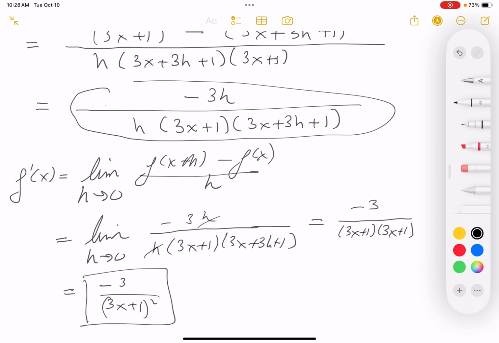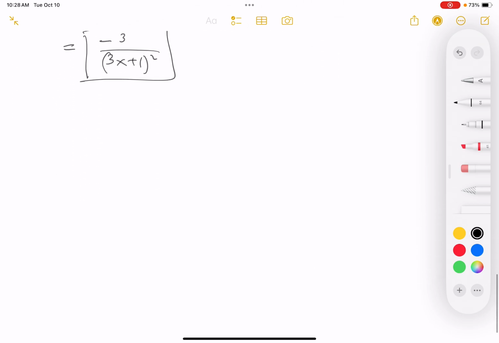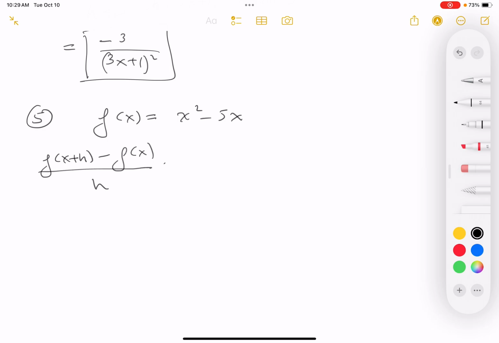And we're going to go to number 5 now. All right, number 5. And again, we're going to do this in pieces. It's not going to be a marathon. Let's see, x squared minus 5x. And let's write down. So f of x plus h minus f of x over h, the difference quotient.